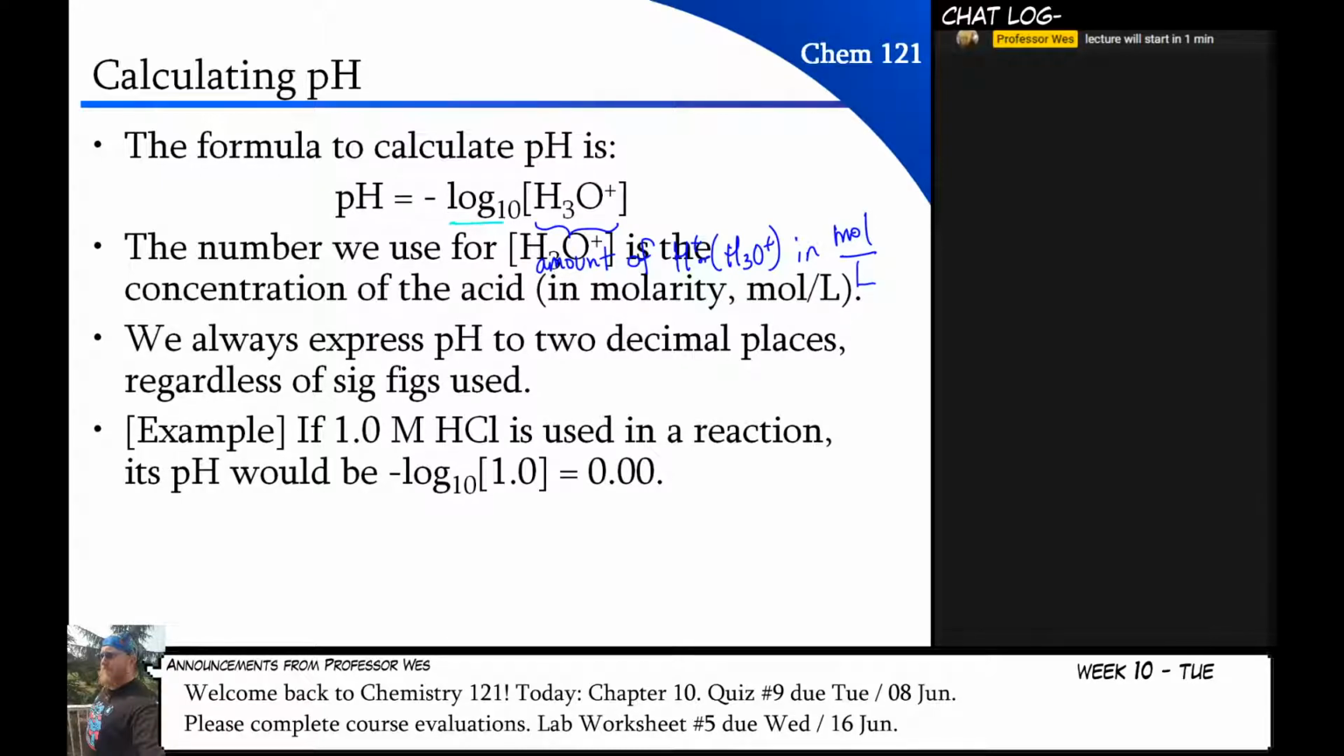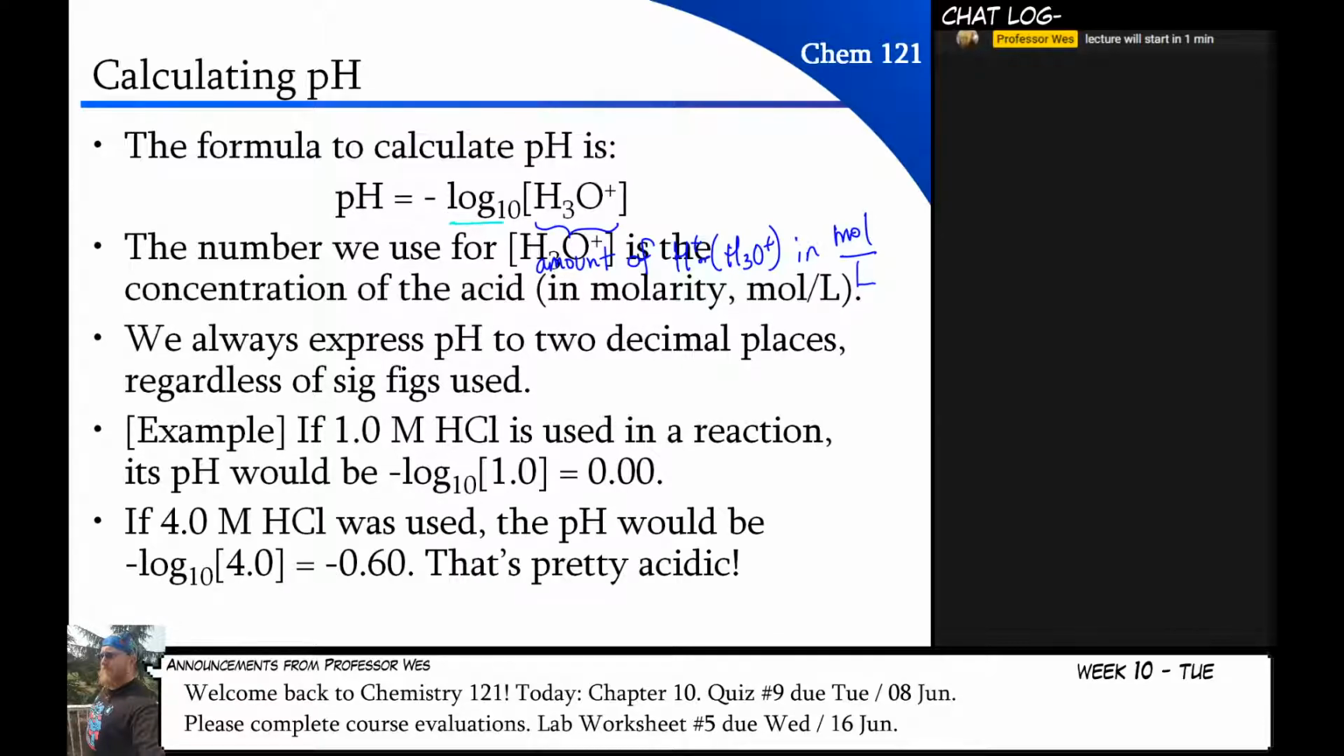For example, try typing this on your calculator right now. Type in negative log 1 and hit enter, and you should get 0. And if you do that with negative log 4, you should get negative 0.6 as your answer. So don't use the button that says ln. ln is a different function.